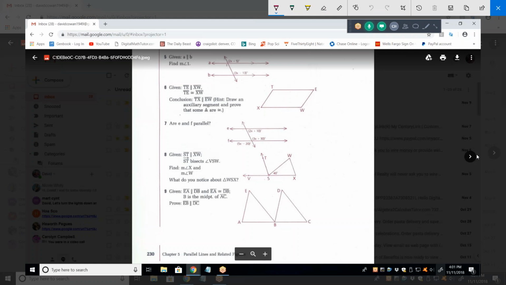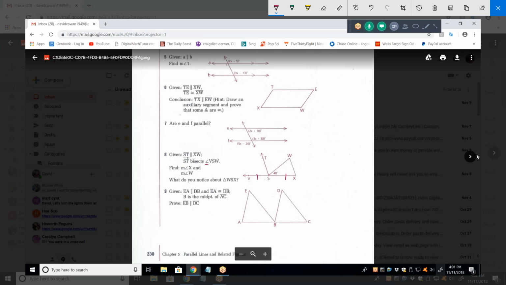It's a very interesting problem, actually. I gave this a lot of thought because I was trying to solve it. I thought it said ST bisects VSX, so I thought that was equal to that. That's not what it says. It says ST bisects angle VSW. Not even VSX. It's VSW.